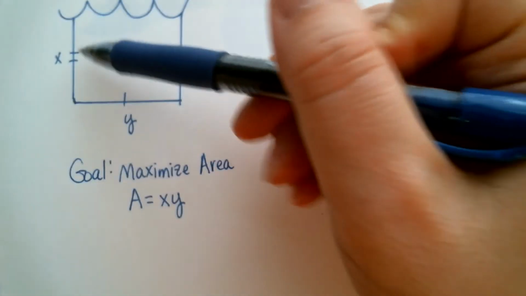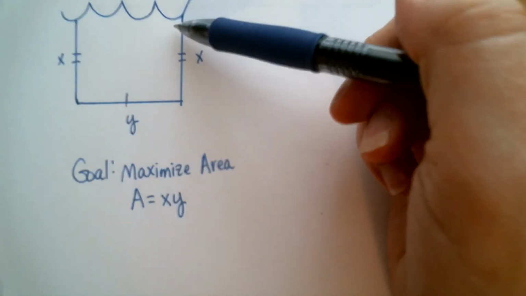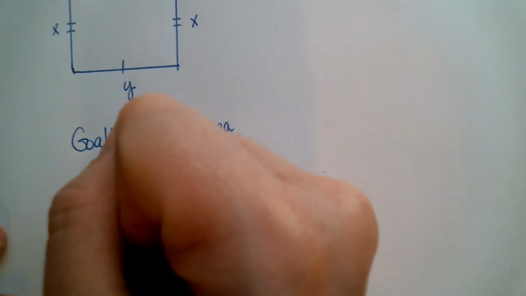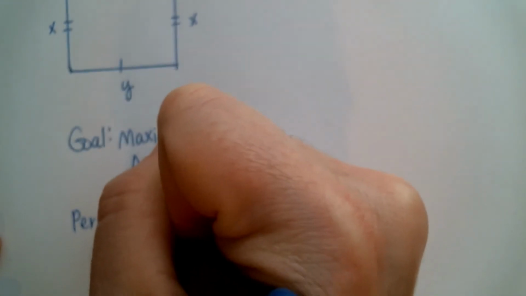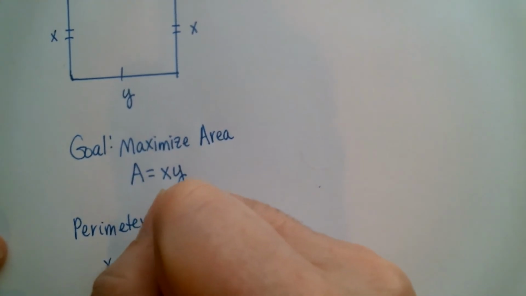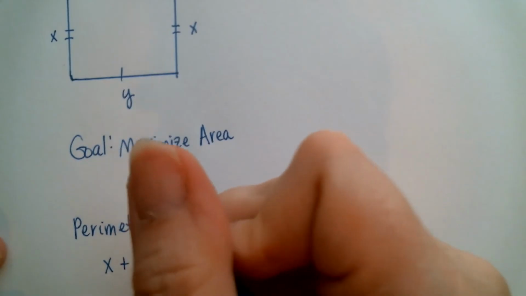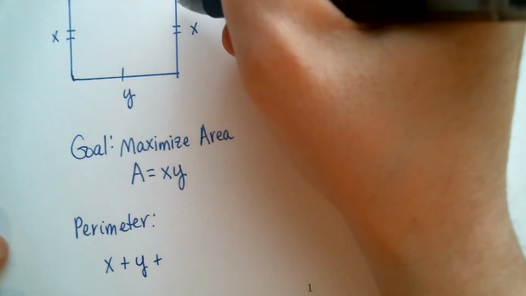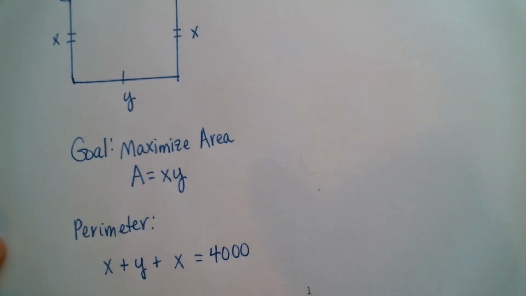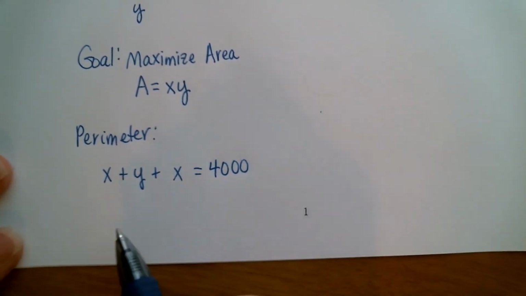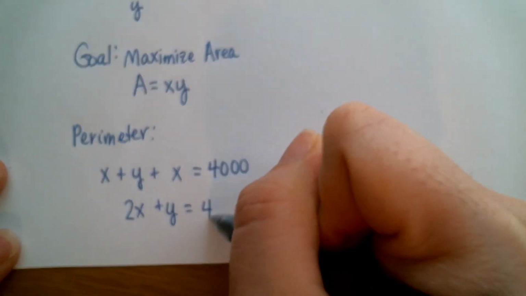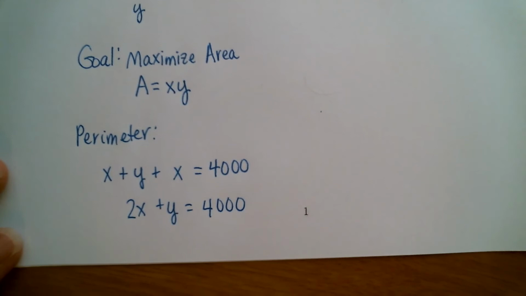I don't know if you remember the term, but the length all the way around is called the perimeter. So if we're calculating the perimeter, we know that this side, x, plus the amount of fencing here, which is y, plus the amount of fencing here, which is again x, has to total 4,000. And if we simplify that, we have 2x plus y is equal to 4,000. That's what the perimeter tells us.